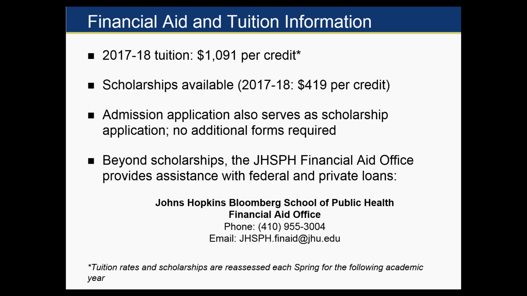The per credit tuition for this program is $1,091 per credit. We do have a scholarship that is specific to our online applied science degrees, which will cover about $419 on each credit, leaving students responsible for $672 per credit. This is based on the 2017-2018 tuition rates.